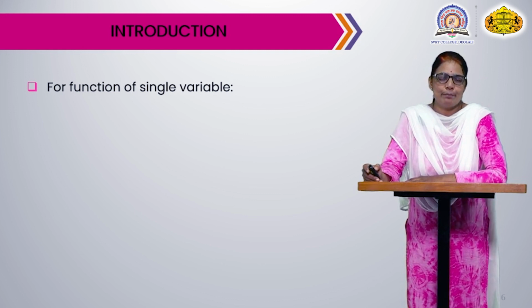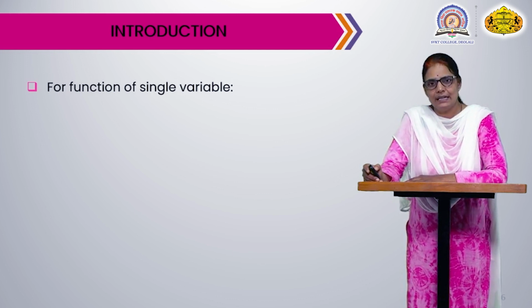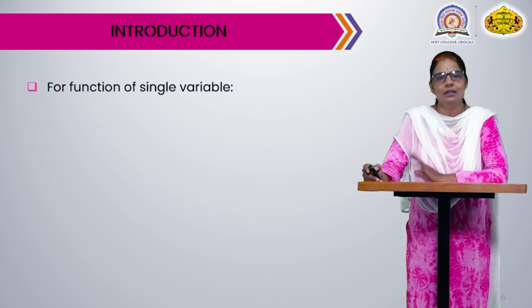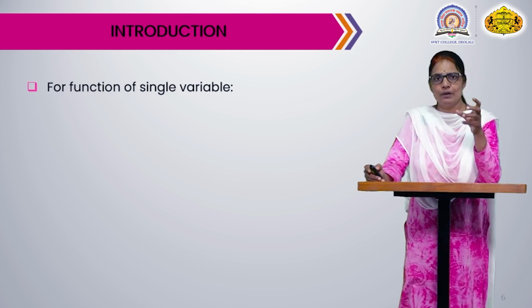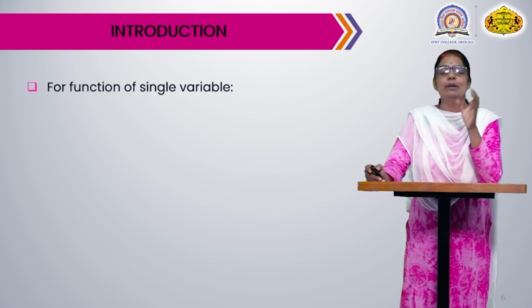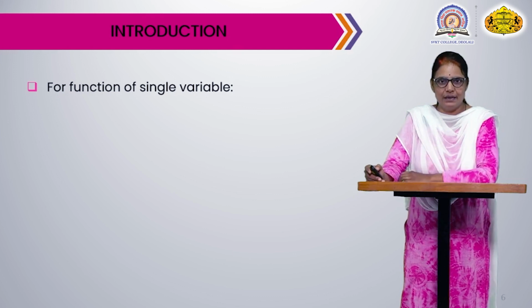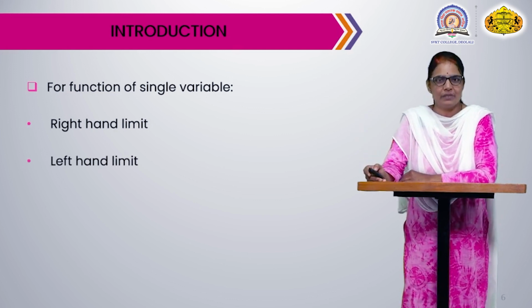Suppose we approach that point from the right side, then the corresponding limit of the function f(x) is called the right hand limit, denoted by limit of f(x) as x tends to a plus. If we approach that point from the left, then the corresponding limit is called the left hand limit. If the right hand limit is the same as the left hand limit, this common value is called the limit of the function f(x) as x tends to a. But if the right hand limit is not the same as the left hand limit, then we say that the limit of the given function does not exist.